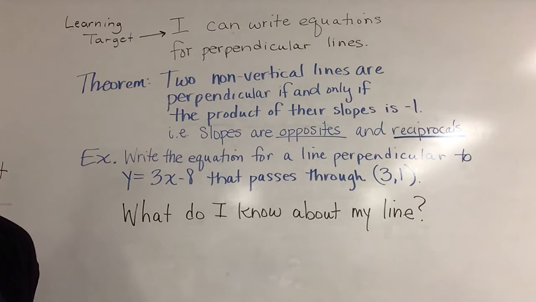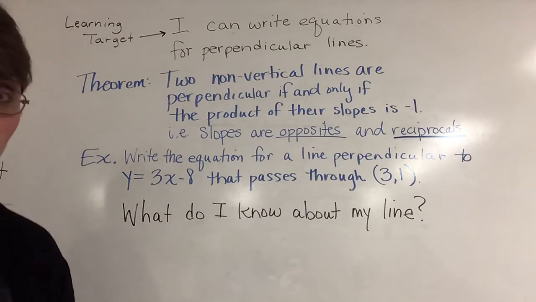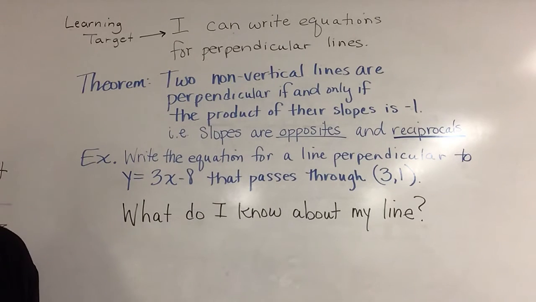In this video, I will be showing you how to write equations for perpendicular lines. It's very similar to writing equations for parallel lines. We just have to remember that perpendicular lines do not have equal slopes. Remember, they have slopes whose product is -1, and in order for their product to be -1, the slopes have to be opposites and they have to be reciprocals.